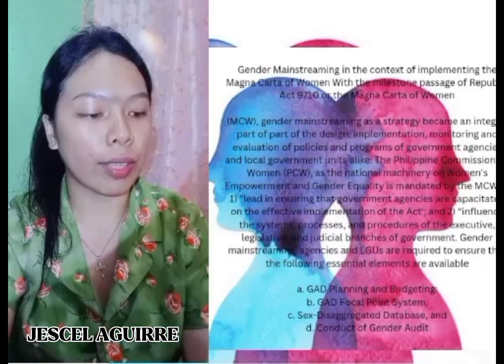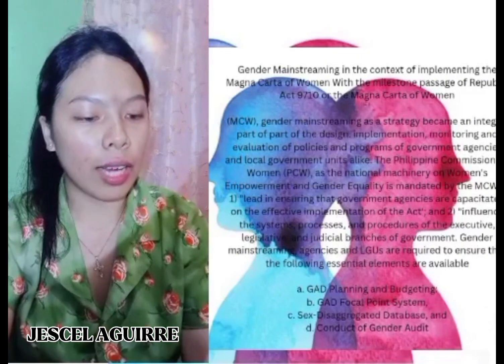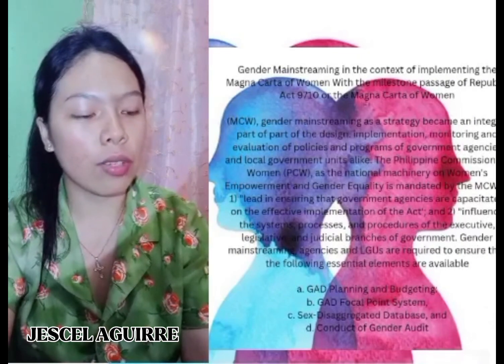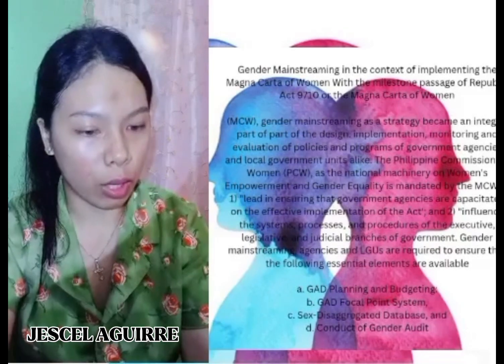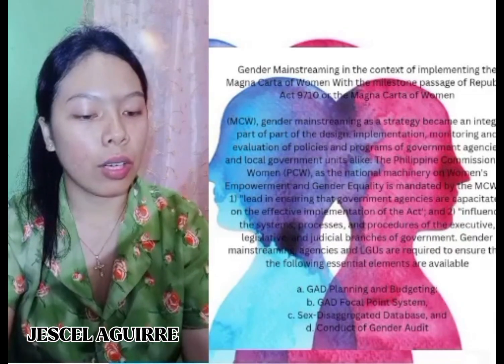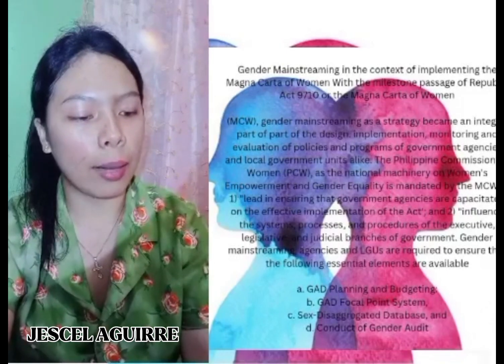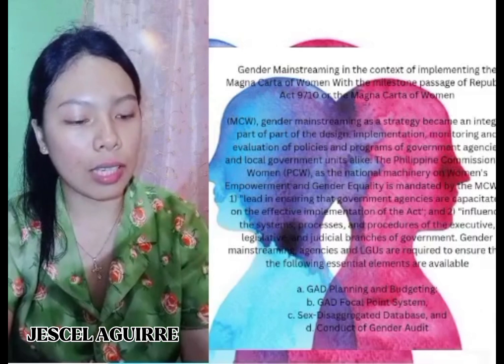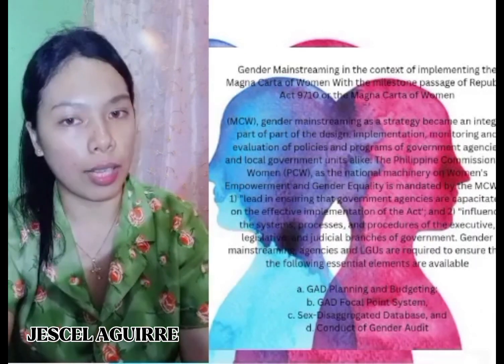In order to effectively pursue gender mainstreaming, agencies and LGUs are required to ensure that the following essential elements are available: GAD planning and budgeting, the GAD focal point system, a sex-disaggregated database, and lastly, the conduct of a gender audit.